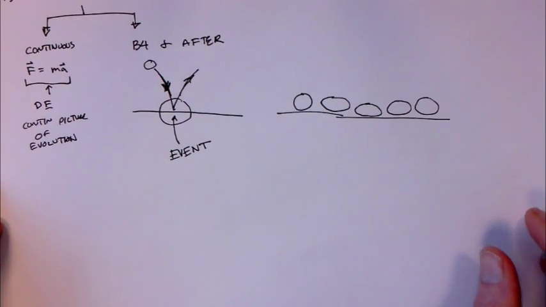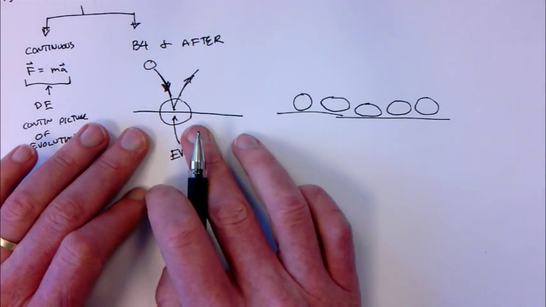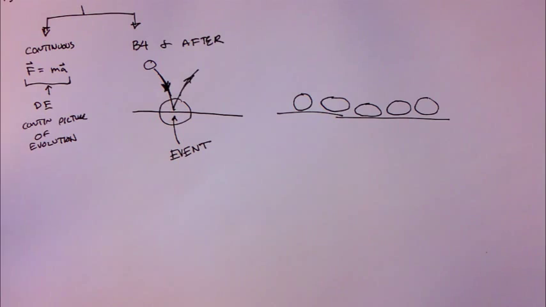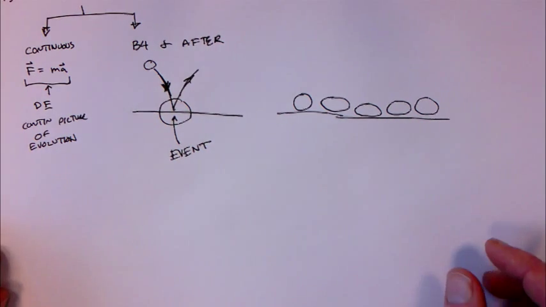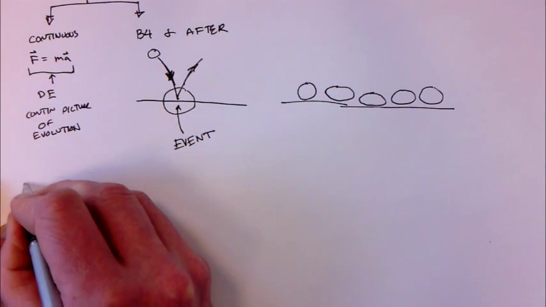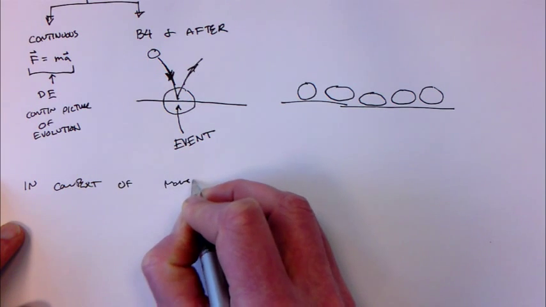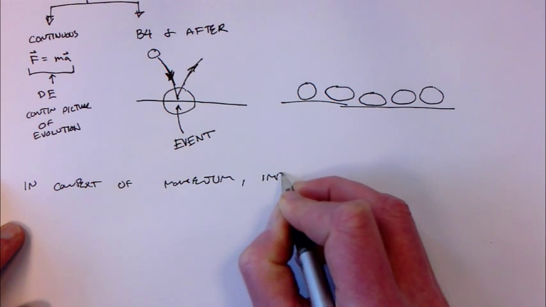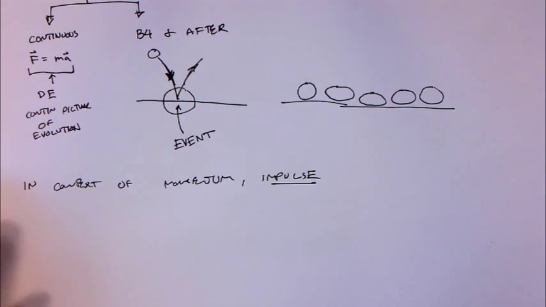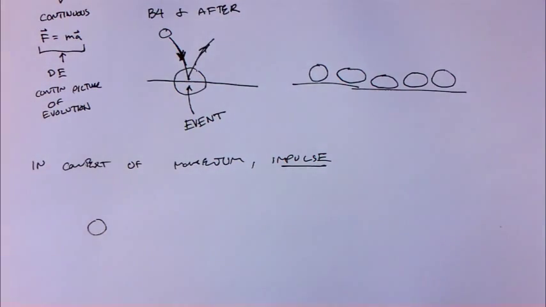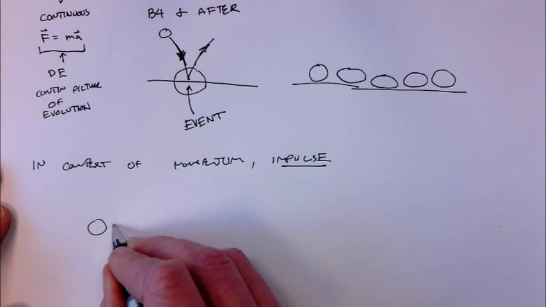Okay. So this is a way of abstracting complicated stuff like the deformation of a ball into saying, well, something happens, and what can I say about what happens without knowing all the details? In the context of momentum, impulse is the idea that allows us to do this before and after modeling. So let me give you another example of that. Let's say you've got a ball, and it's traveling along.